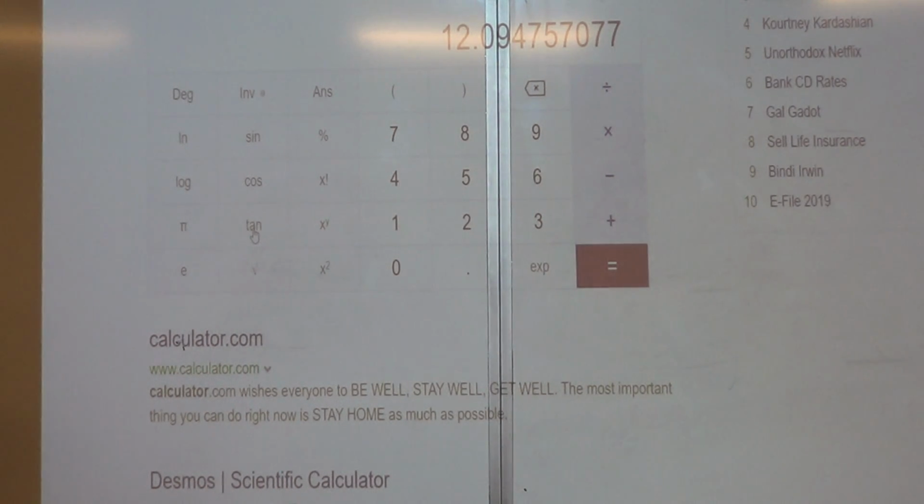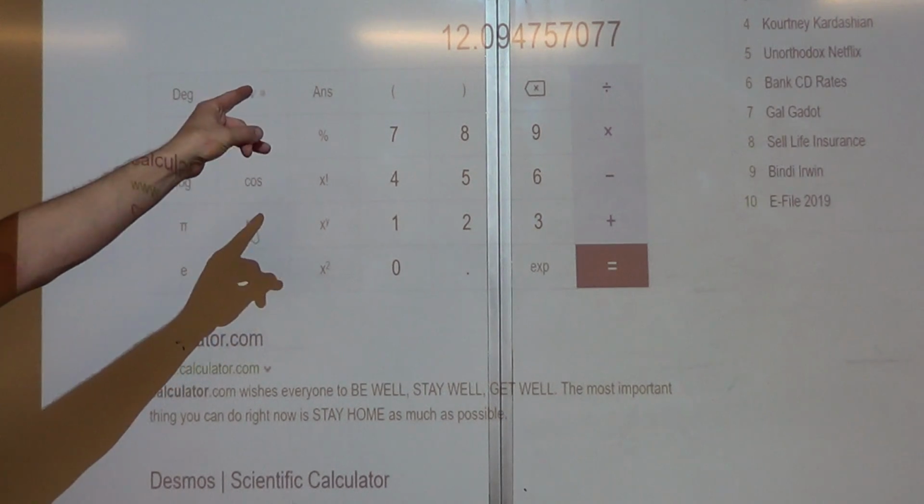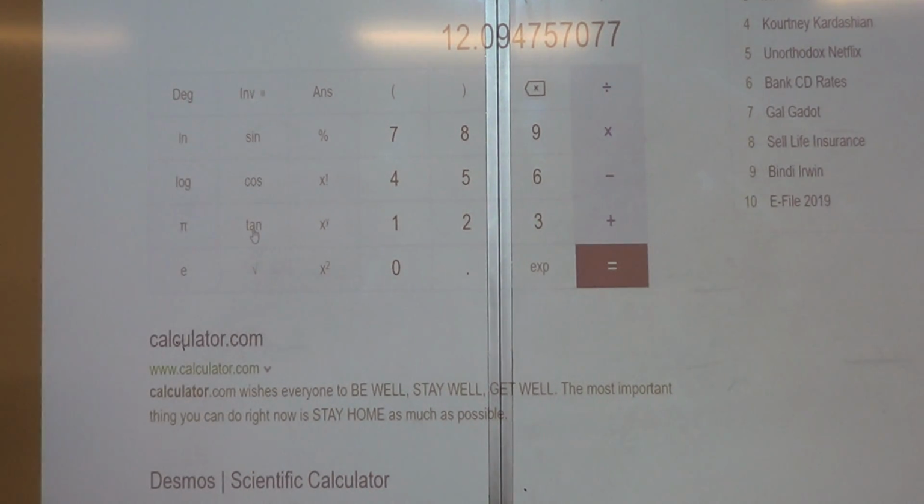So I want to go over through those. Sometimes to find any angle measurement, we have to do the tangent inverse. So you're going to be doing the same thing today.